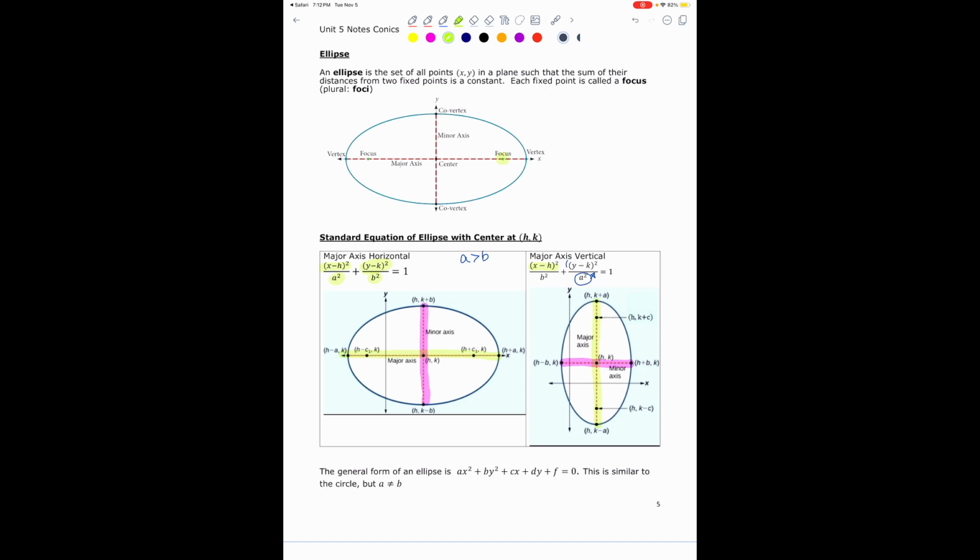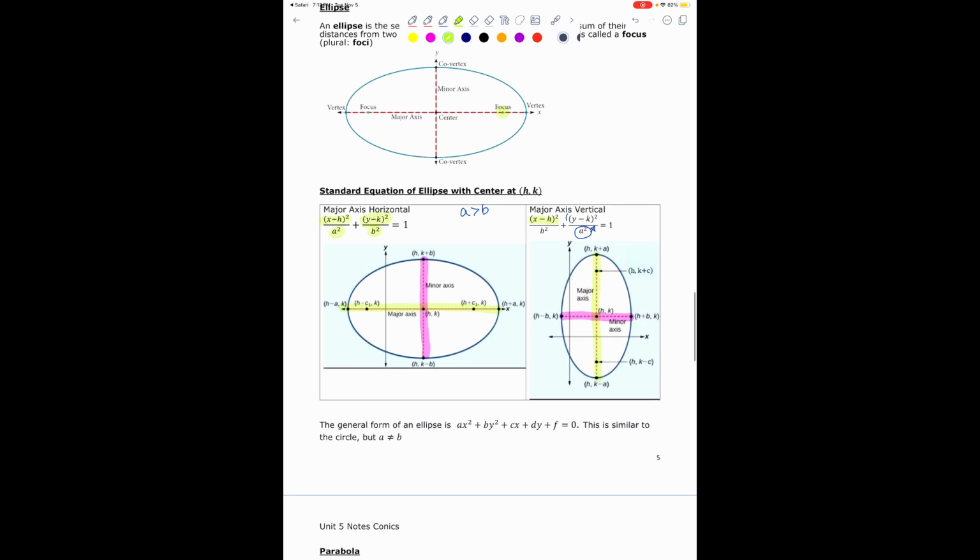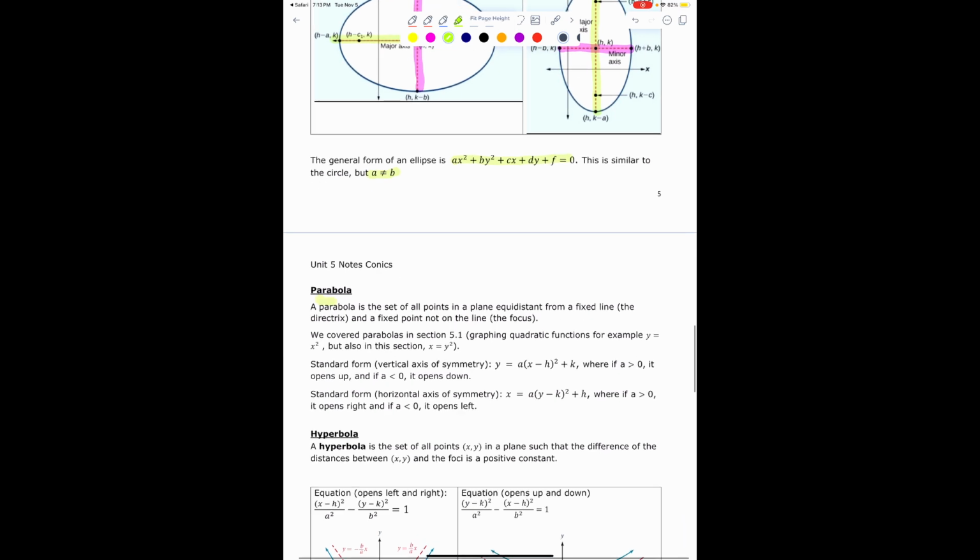variable in the equation. The general form of an ellipse is ax squared plus by squared plus cx plus dy plus f equals 0. Notice how similar this is to the circle, except for the fact that a shouldn't be equal to b. So the circle, you can say, is a special case of an ellipse. The third conic section that you can see is what we call a parabola.